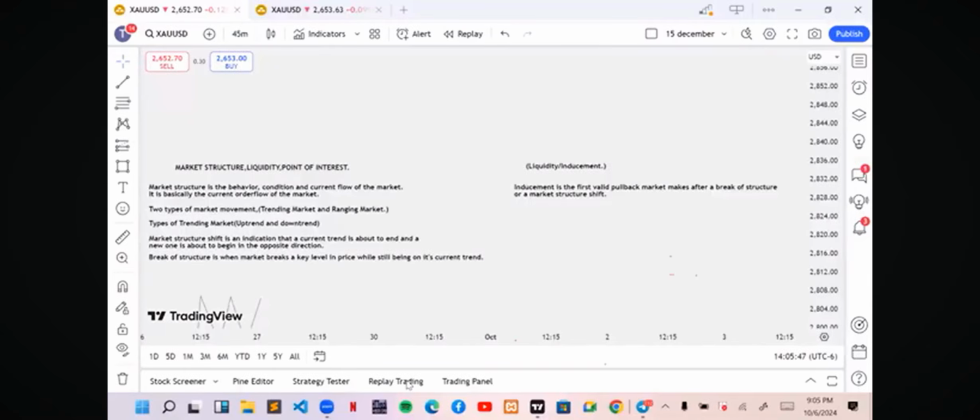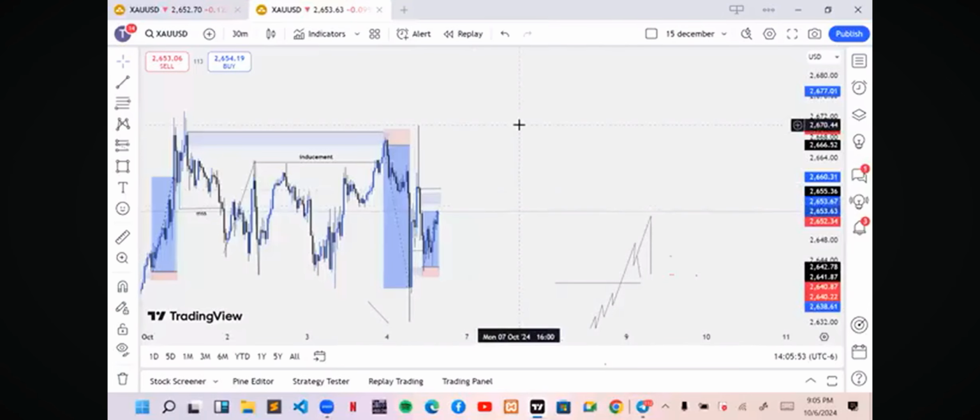Let's continue with the bars. Which 2 pullbacks on gold? Which pullback? This is the valid pullback that actually pushed the market down. It was this pullback. This is my inducement.